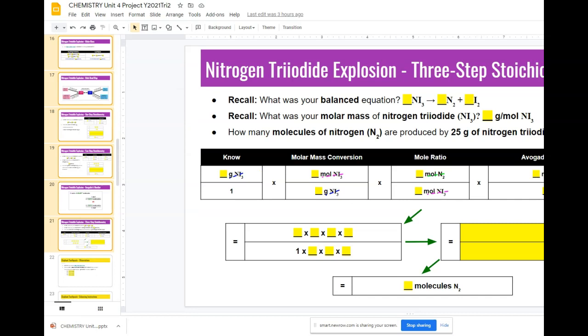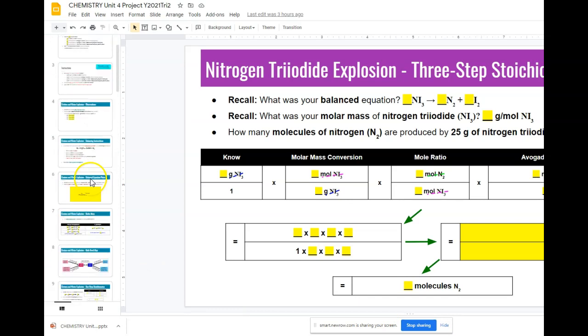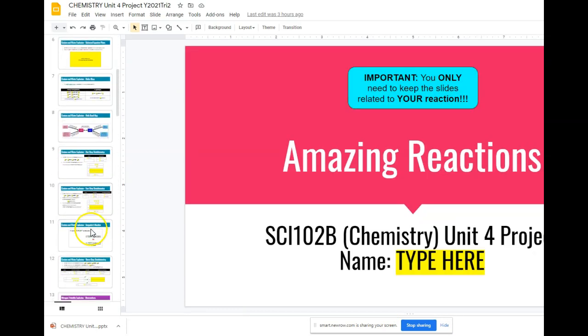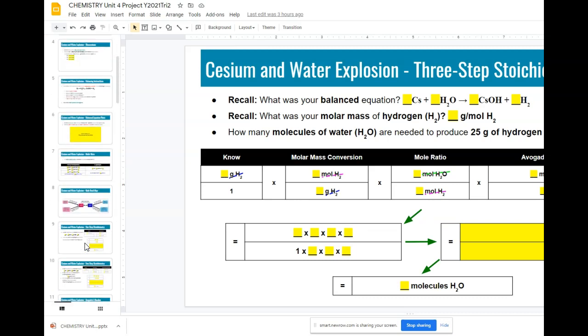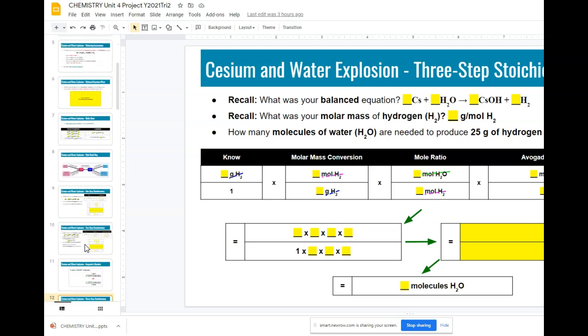Again, click the first slide, hold shift and click the last slide, and then right click and delete. You can delete them all one by one if you want to, but that's a lot. Okay. So again, you should only end up with 12 slides in total. If you have more, that means you didn't delete the things you were supposed to delete. If you have less, that means you deleted too much stuff.